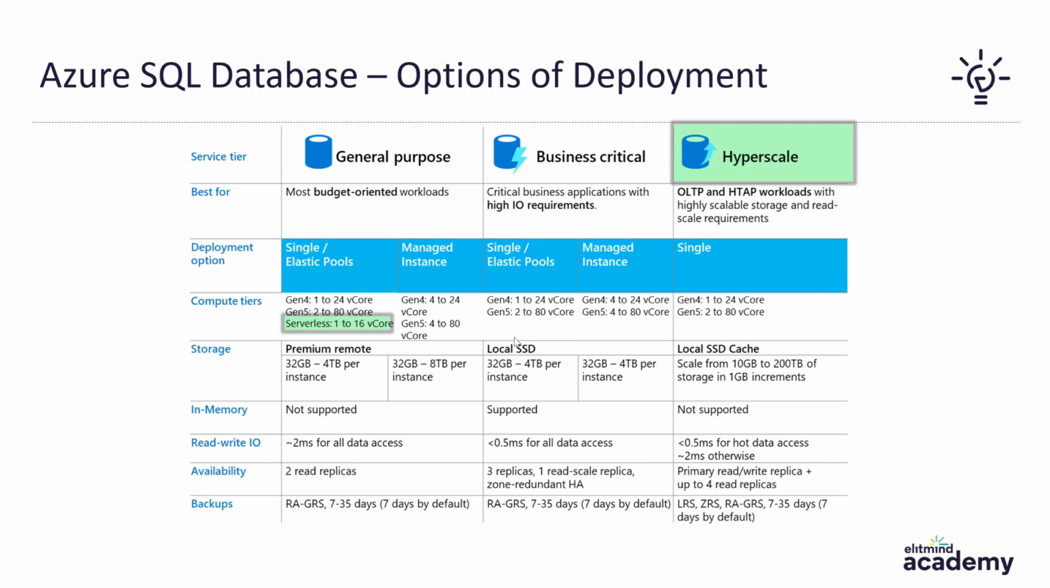I would say using this for data warehouse is a matter of give it a pilot and see whether your workload fits this tier. Remember that hyperscale cannot be reverted to any other service tier of SQL database. So once you create hyperscale, there's no option to move to business critical or general purpose.